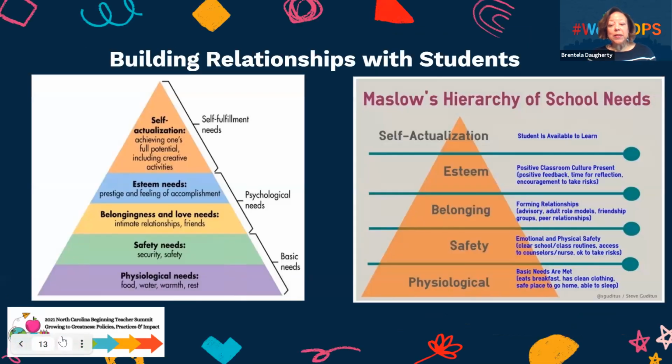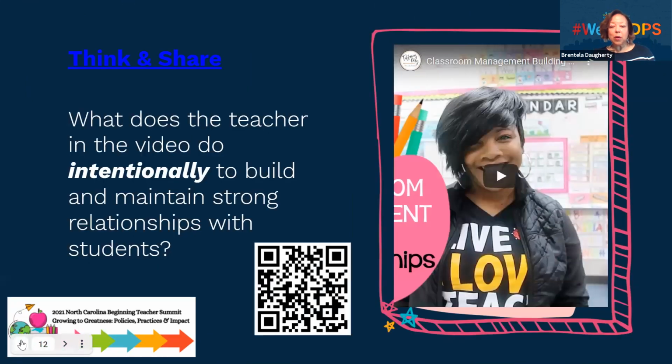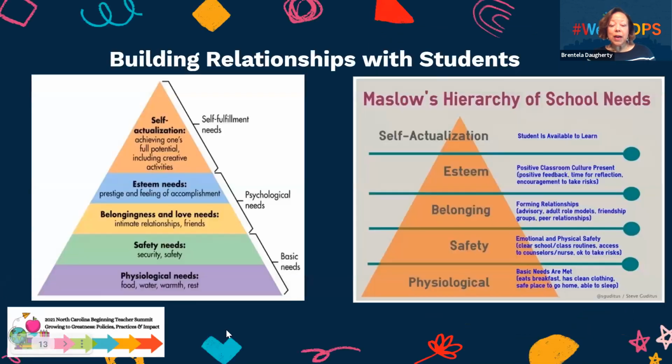Okay, we hope you enjoyed Ms. May and you got some tips, some strategies you can use to help build those relationships. Remember to jot them down in your Padlet. Okay, so now we are going to take a look at Maslow's hierarchy of needs. On the left, these are human needs that everyone needs. And on the right, these are focused on needs of children in school. So just take a few moments and read over those pyramids.